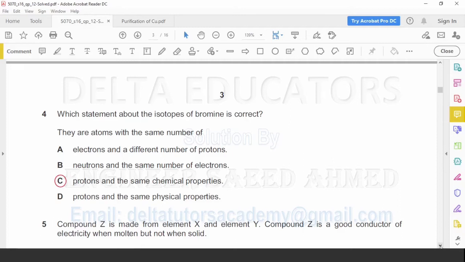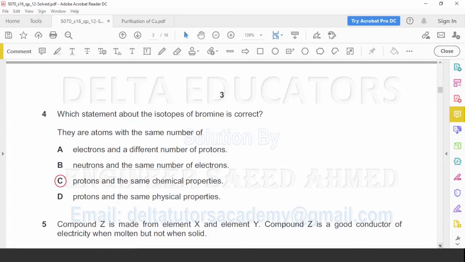Yes, it is the correct option. In isotopes, the number of protons remains the same and the chemical properties also remain the same, because chemical properties depend on the number of protons or the number of electrons. Since the number of electrons is the same in isotopes, the chemical properties will be the same in all the atoms of the isotopes. So this one is the correct option.